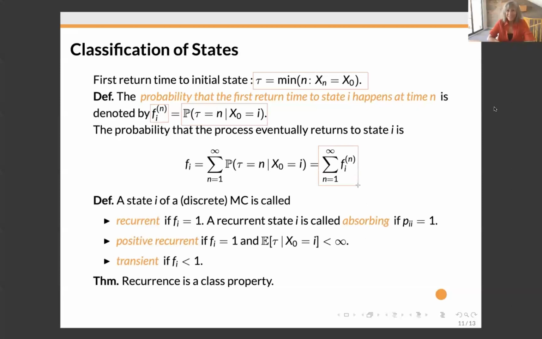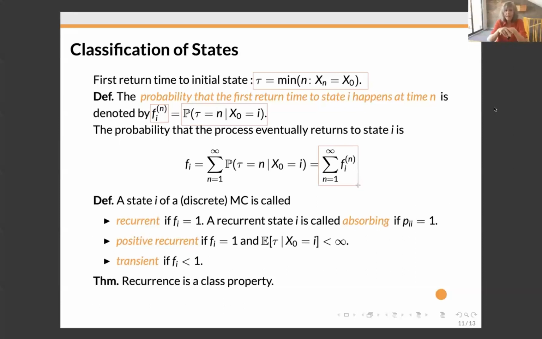So now we're ready for the definition of the classes in a Markov chain. A state of a discrete Markov chain is called recurrent if f_i is equal to 1. So the probability of coming back is equal to 1. Furthermore, a recurrent state is called absorbing if p_ii is equal to 1. So if being on the state i, there's nowhere else to go but state i, that is called absorbing. And if you're looking at this in terms of flow networks, this would mean that we have there the terminating or sink node.